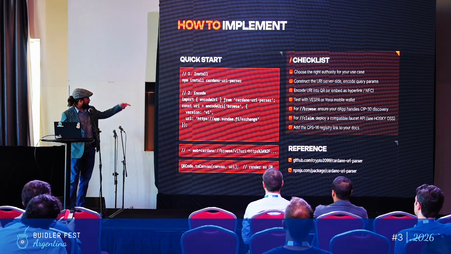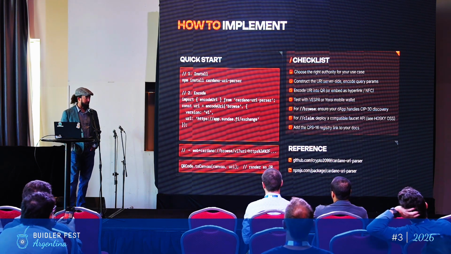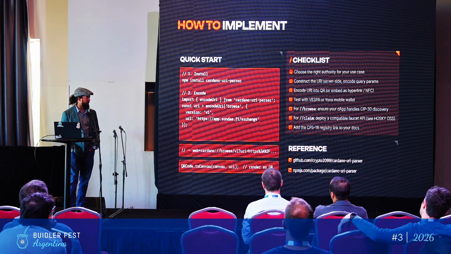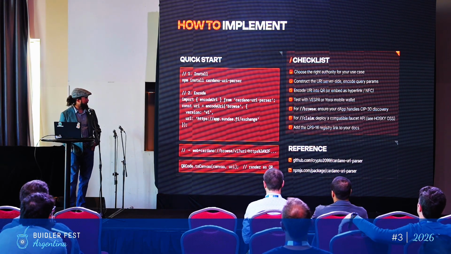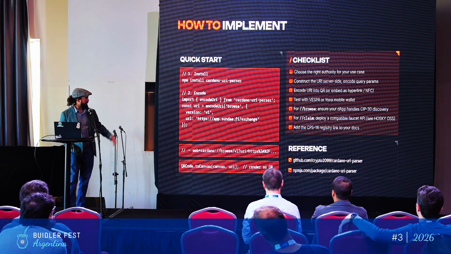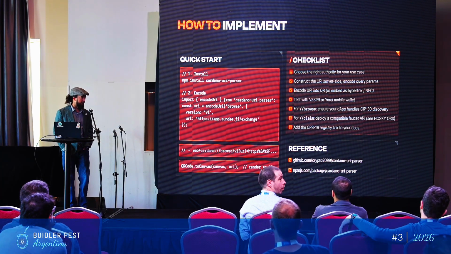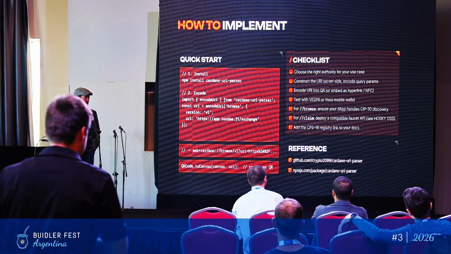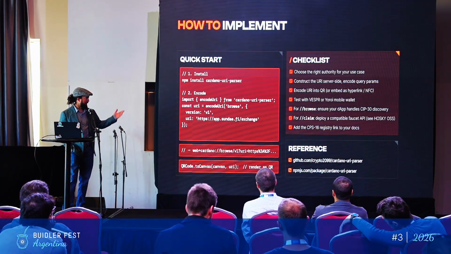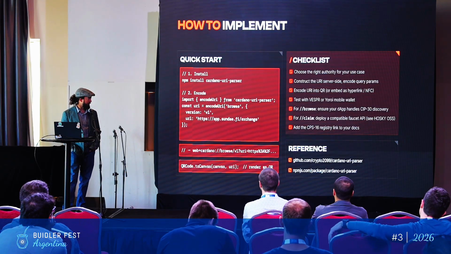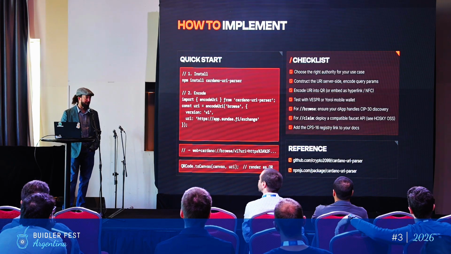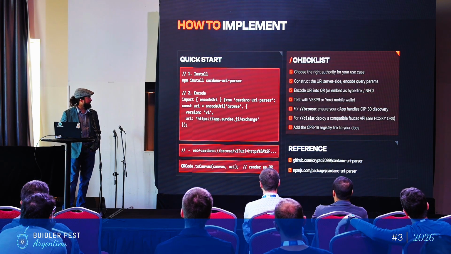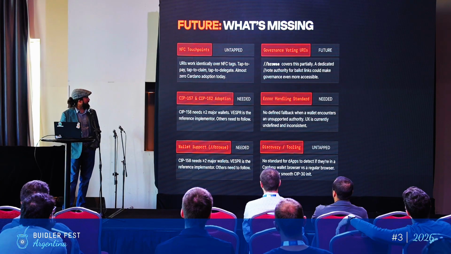How to implement, I wrote a cool little Cardano URI parser in TypeScript that goes through every single CIP, so you can validate and test if you're correctly encoding or decoding. And then, yeah, it's published to NPM, it's good to go. Make sure you're using the right authority for your use case, construct the URIs on the server side, encode your query parameters, make it into a QR or a quick link, and then test. Vesper and Yoroi currently have the best support of all the wallets that we've tested. And then, if you add something new, add it to CPS 16 so that people can actually find your resources, essentially. And so, yeah, what's missing?